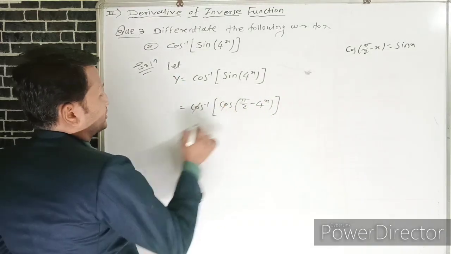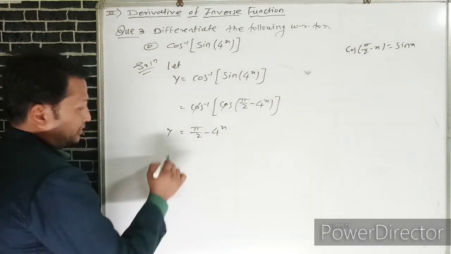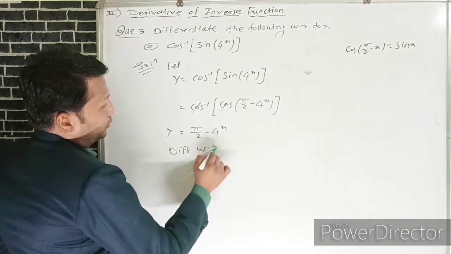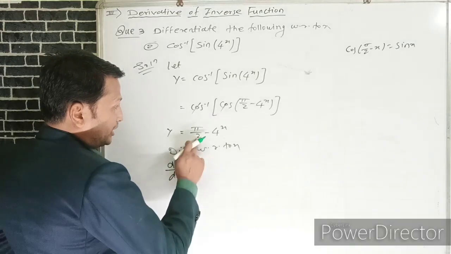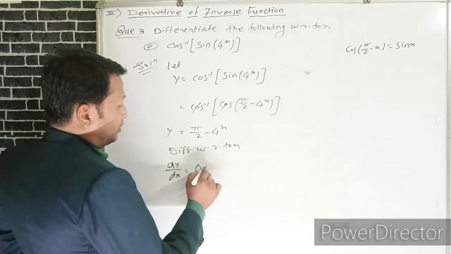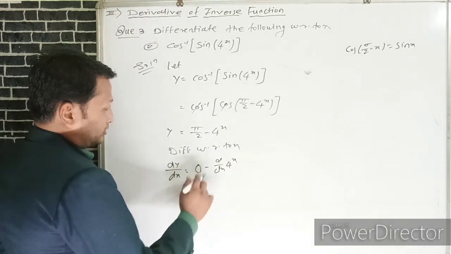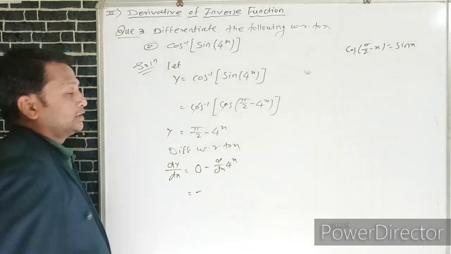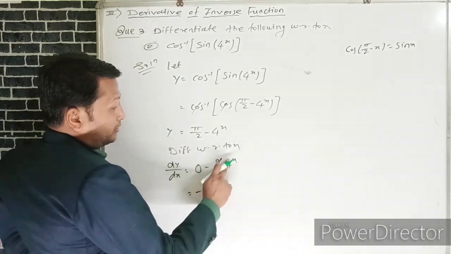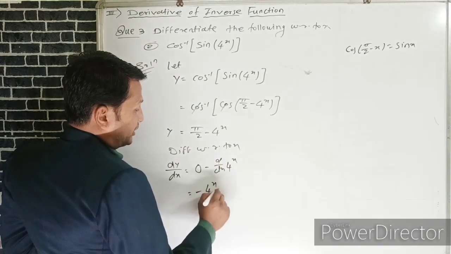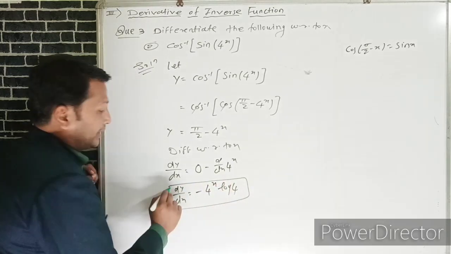Here cos inverse and cos cancel, then we can write y is equal to pi by 2 minus 4 raised to the power x. If we differentiate the given function with respect to x, then dy by dx is the derivative of pi by 2, which is a constant, so 0, minus the derivative of only 4 raised to the power x. The derivative of a to the power x is a to the power x into log a. By applying this rule, the derivative of 4 raised to the power x is 4 raised to the power x into log of 4, which is the required derivative of the given function dy upon dx.